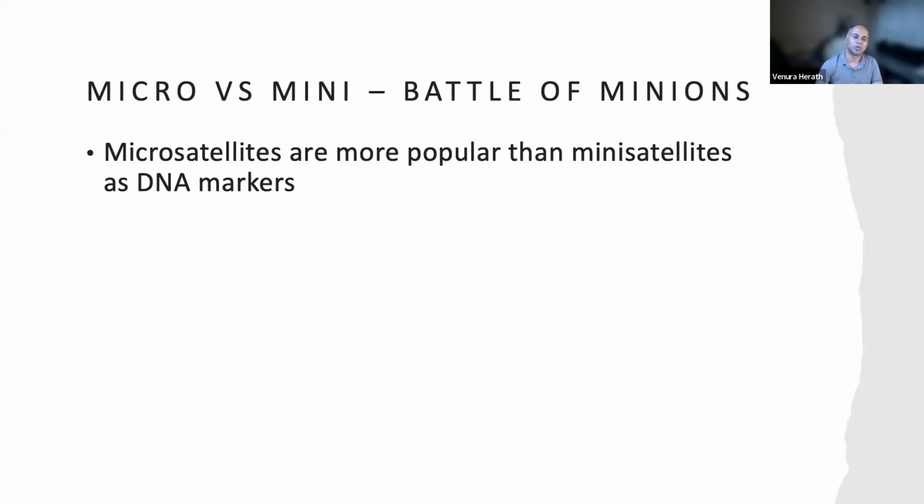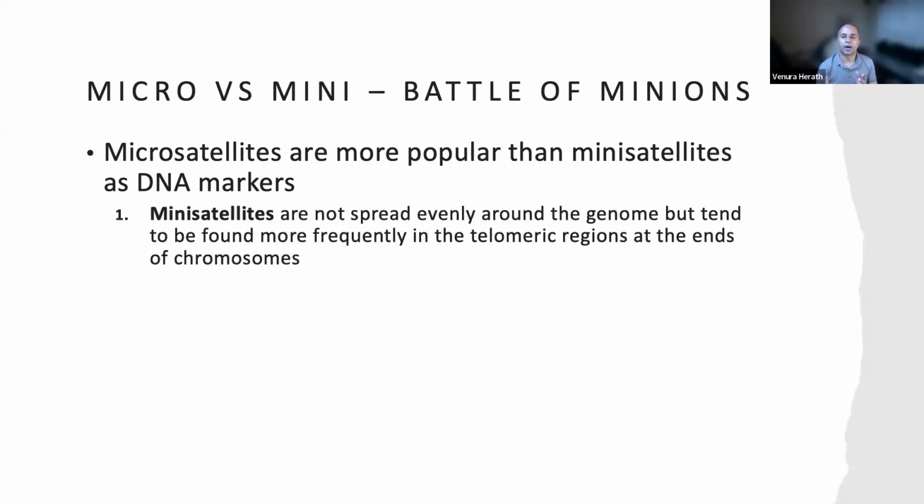If you ask those people who do this kind of study, they will tell you, of course we are going with microsatellites, because microsatellites are more popular than minisatellites. The number one thing is, minisatellites are not spread evenly throughout the genome, and they have some kind of bias. They are usually located close to the telomeric regions, or the ends of the chromosome. That creates issues because, let's say, if you want to find the middle of an island.